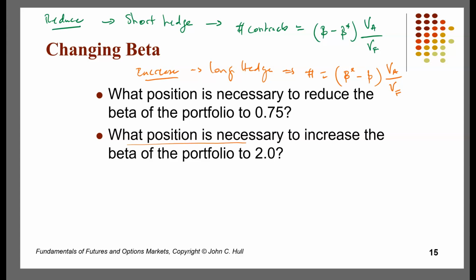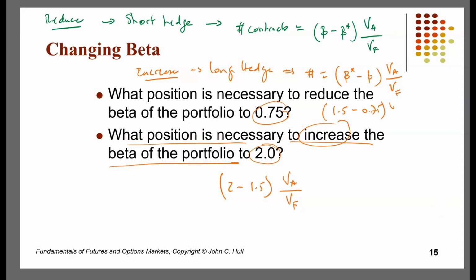So the position that's necessary to increase the beta to 2 would essentially do just that. It's going to be 2 minus 1.5, because in this case we're increasing, multiplied by the value of the asset divided by the value of the forward. And in order to reduce, we'd be doing 1.5 minus 0.75, multiplied by the value of the asset divided by the value of the futures. That would give us a number of contracts.